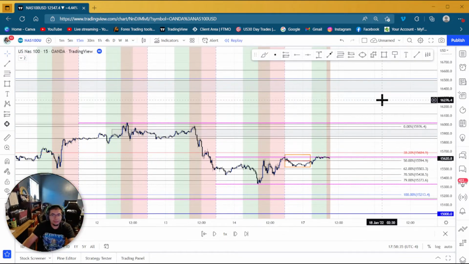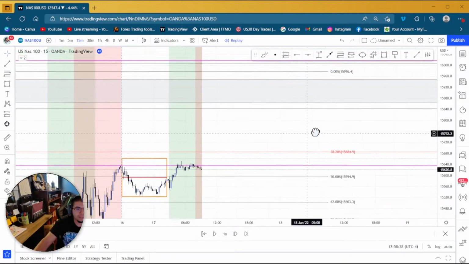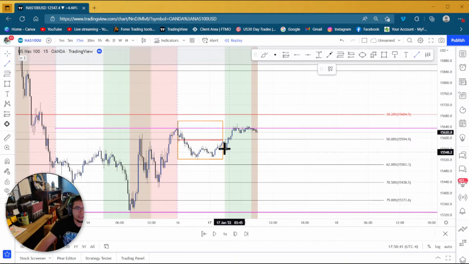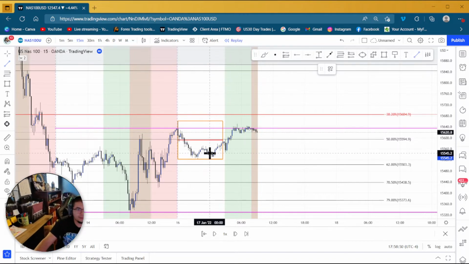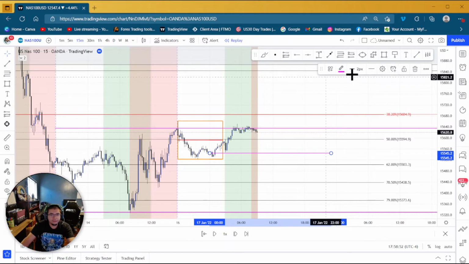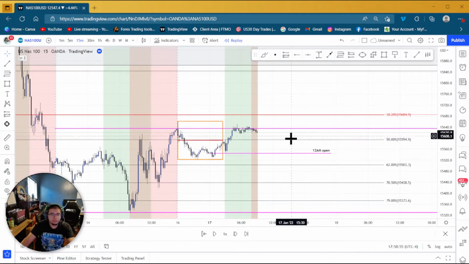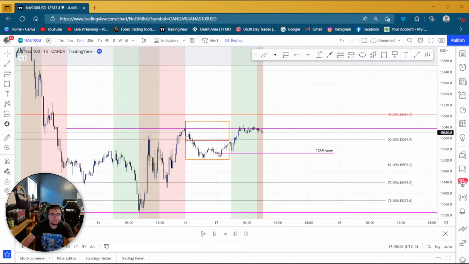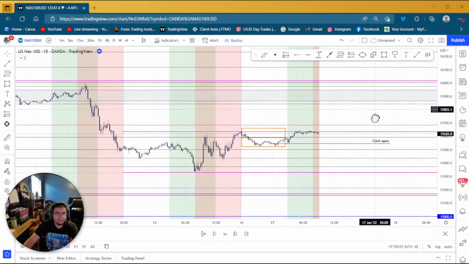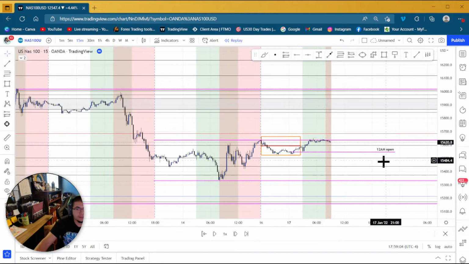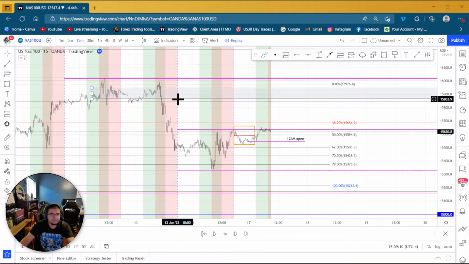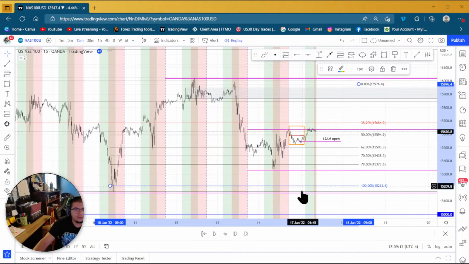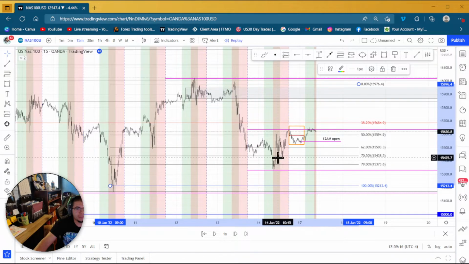Okay. So I'm going to draw my 12 a.m. open. I didn't draw that earlier. So I'm going to draw a trend line. Look for that 2400. It is right here. Okay. We're going to name that the 12 a.m. open. So right here, we can see that the market has opened. There's the 12 a.m. open. Remember, we like to buy this move. Came down 79%.